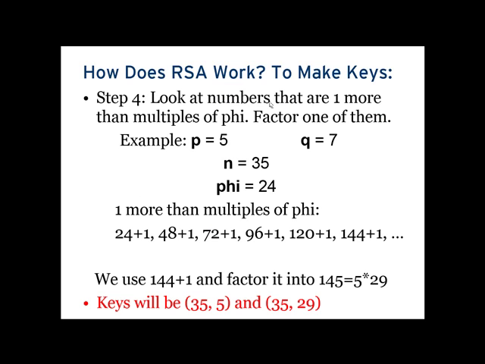Now we're going to look at numbers that are 1 greater than multiples of phi. So if we take phi and we add 1 to it, that gives us 25. If we take 2 phi, which is 48, we add 1 to it, that's going to give us 49. 3 phi, add 1, that's going to give us 73. 4 phi, add 1, that's going to give us 97. 5 phi, we add 1, that's going to give us 121. And let's say we'll go with 6 phi, we add 1 to that, that's going to give us 145.